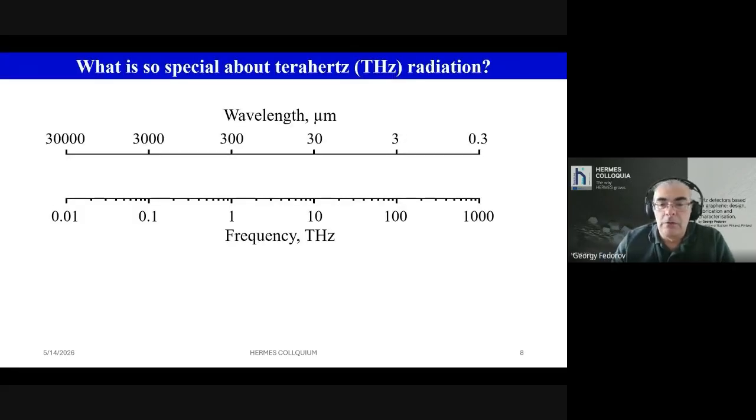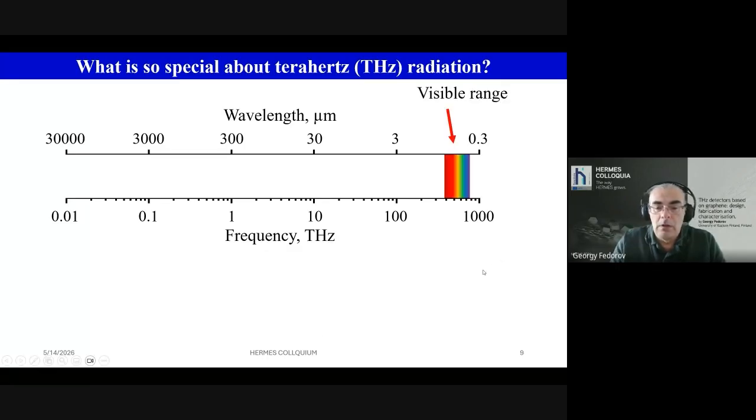Okay, so I start with showing this chart, illustrating some frequency range. I show the frequencies in terahertz, and I show the wavelengths in microns. And on this chart, I show the visible range, something that we detect with our eyes. I really like the picture because it shows how big a part of the visible range is taken by red light. And actually on this scale, the visible range is very small. And if I add the terahertz range, it takes much more space here.